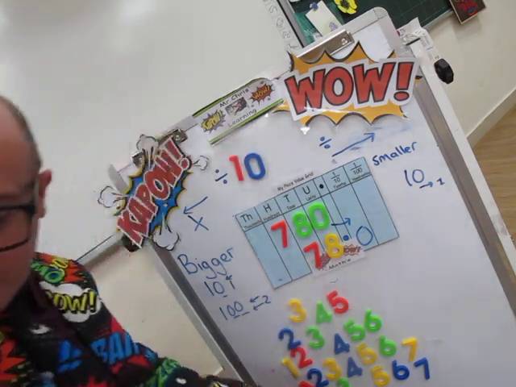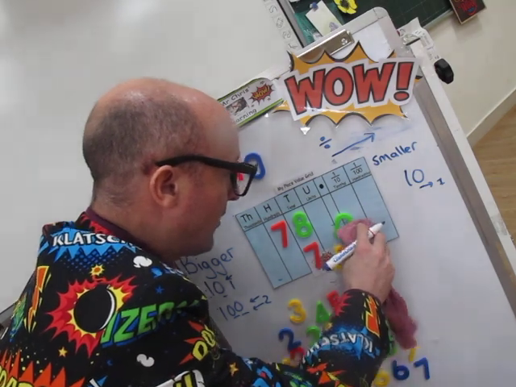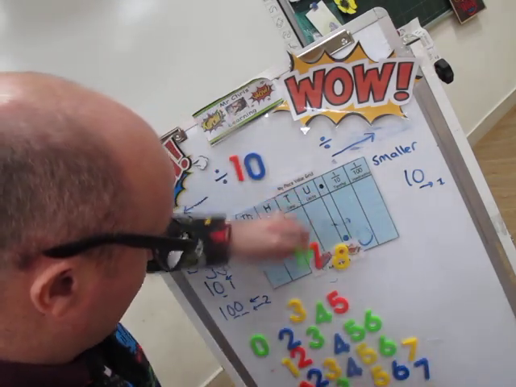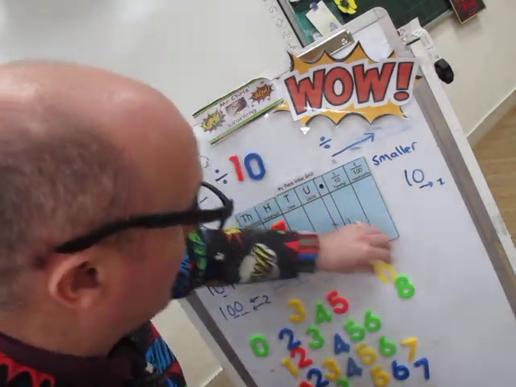Did you get that? Okay, we'll do a few others, and then we'll move on to dividing by hundreds, okay?